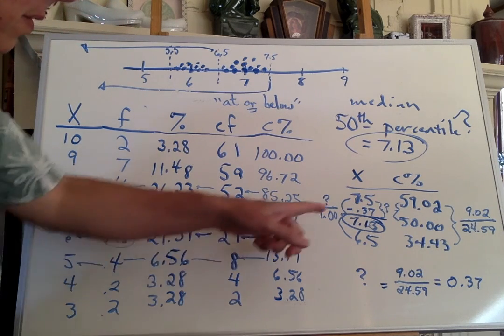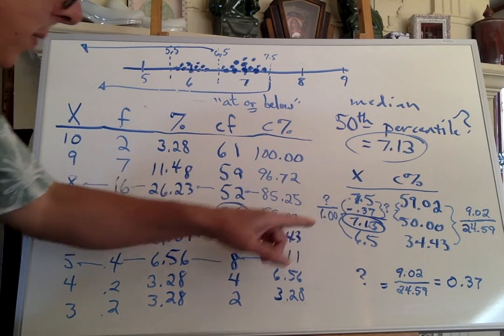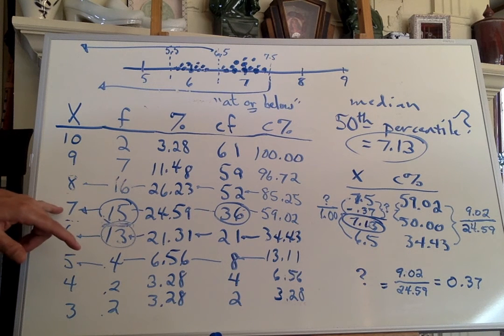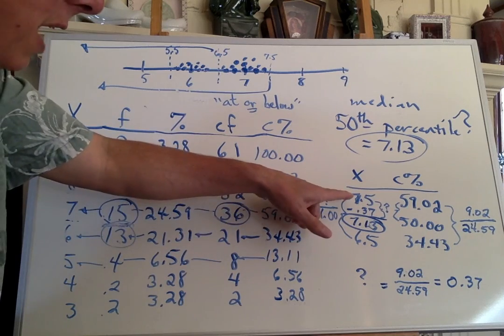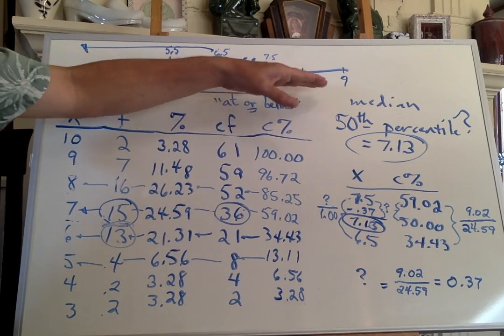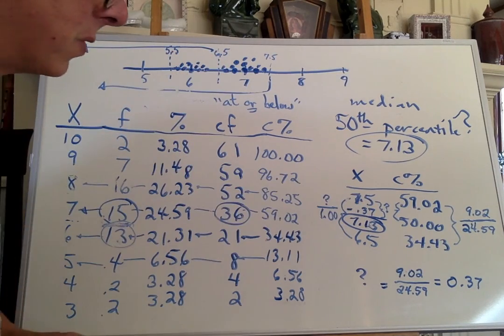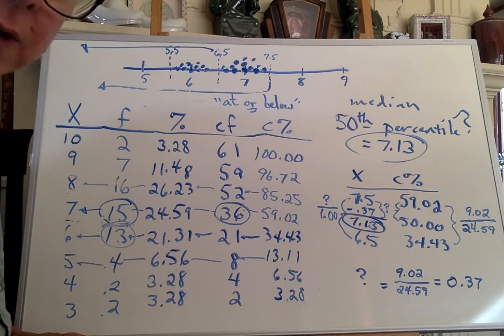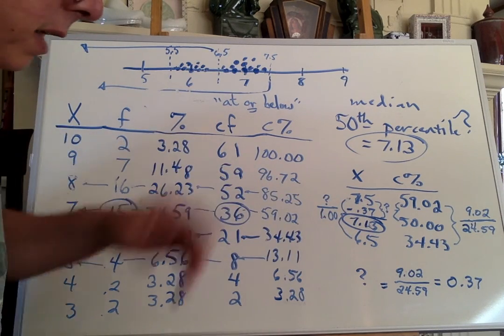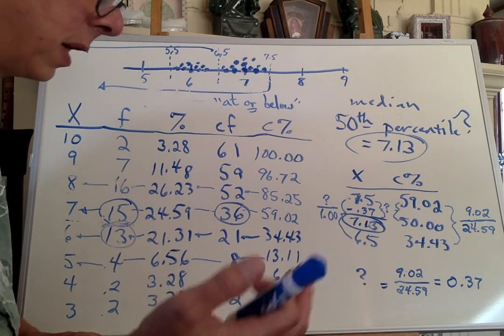Another thing, remember to use upper real limits. I see a lot of times people say the 59.02 percentile is a 7. No, it's not 7. It's 7.5 for the reasons I described here. We don't forget this stuff. I'm explaining to you why we're using upper real limit. Upper real limit for 7, upper real limit for 6. The big mistake is people put 7 and 6 here, and you won't get full credit. You'll get partial credit for sure, but you're going to get the wrong answer.